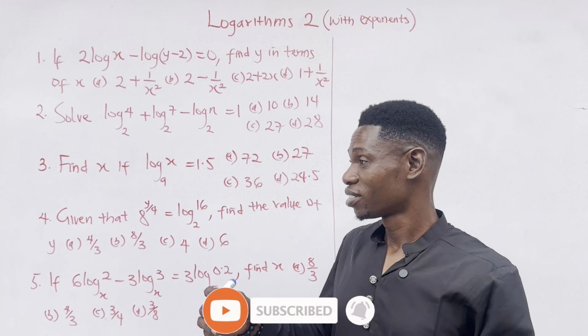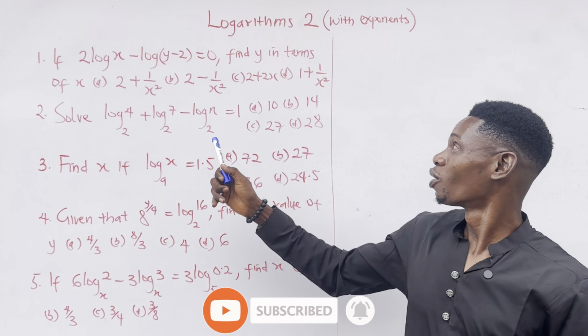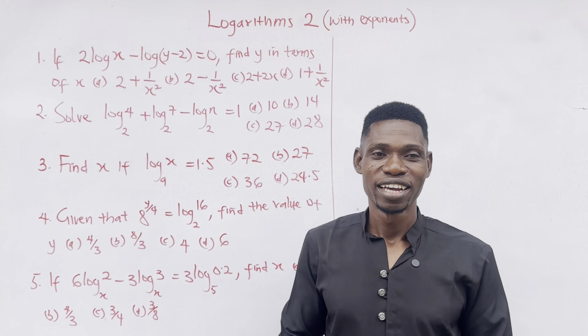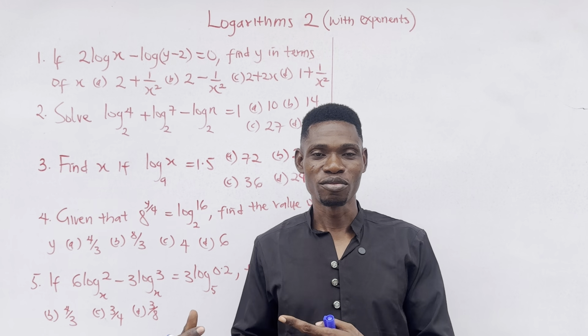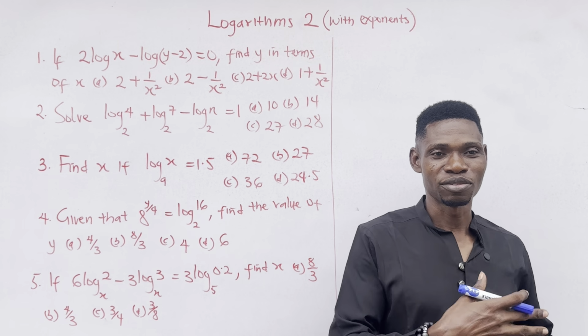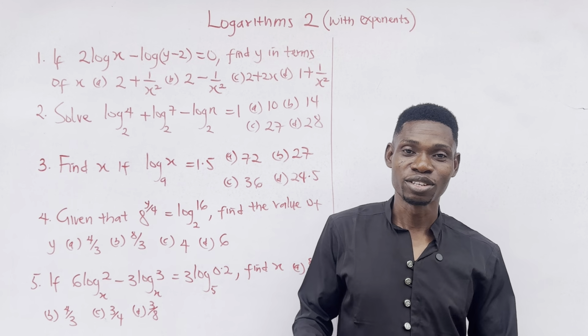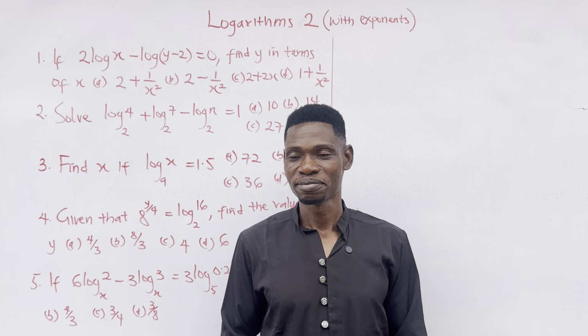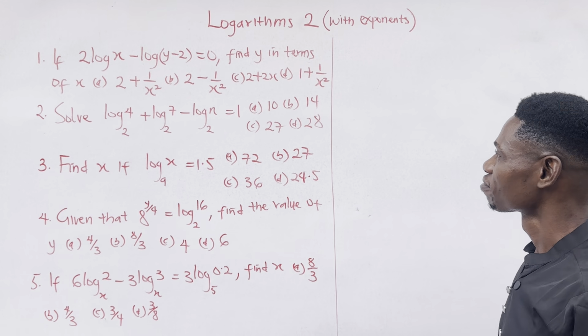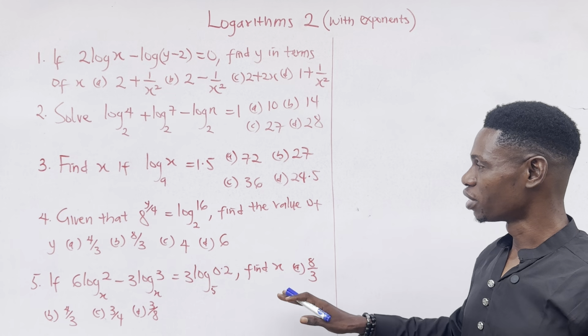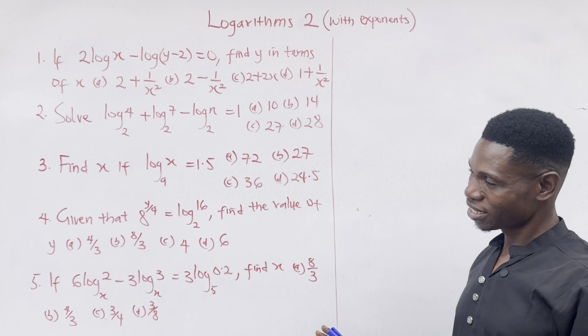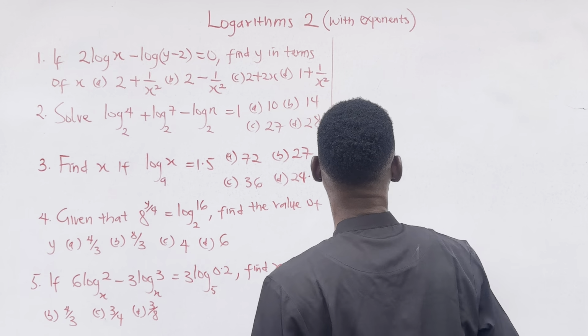Today in our JAMB course, we're going to be looking at logarithms, the second part. Now let's see how we can convert from logarithms to exponents and from exponents to logarithms, and then we solve problems. So if you're excited to solve with me, let's go. We've learned the laws of logarithms already. So what we need to establish now is this.